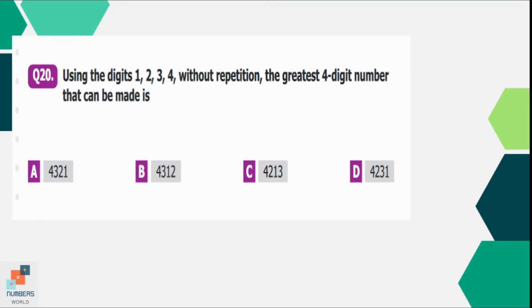Question number 20. Using the digits 1, 2, 3, 4 without repetition, the greatest 4-digit number that can be made is. So basically we have to write the given numbers in descending order. For that we will write the greatest number first, that is 4. After that we will write 3, then 2 and 1 will be written at the end because it is the smallest of all. So the greatest 4-digit number will be 4,321. That is our option A.